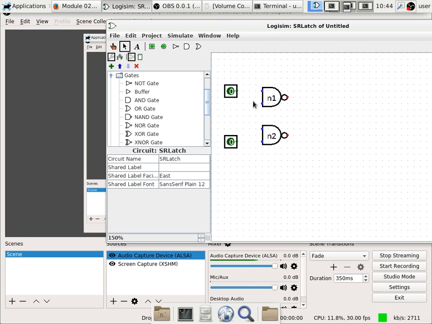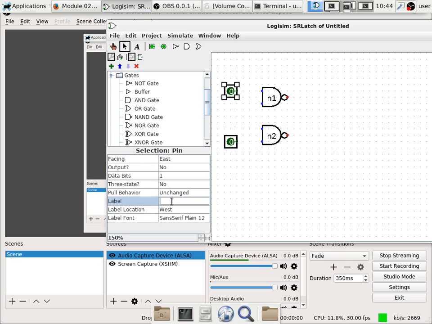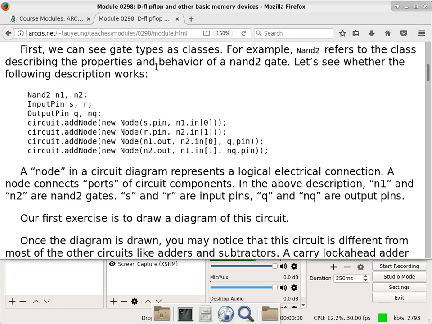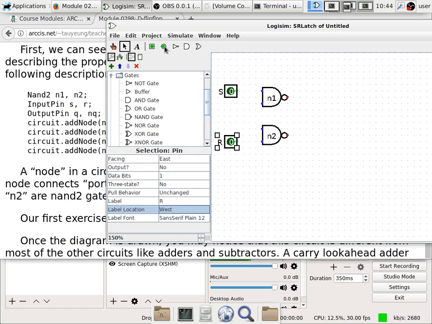Okay, so we will label these. One is S, and the other one is R. And then we have two output pins. According to the notes here, we have two output pins, Q and NQ. So we're going to put one here.